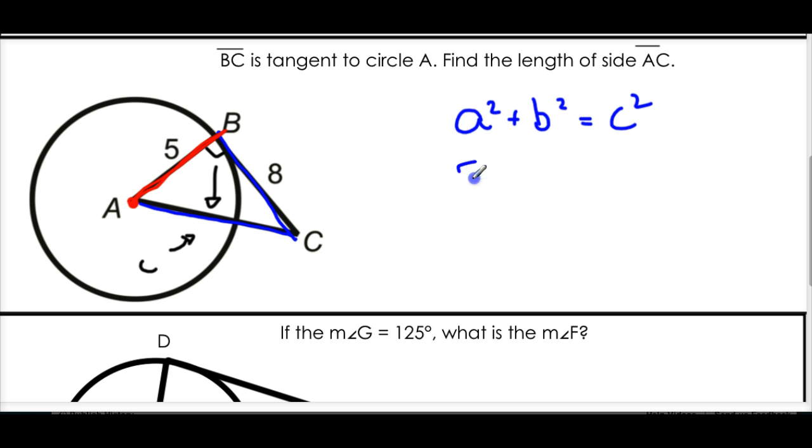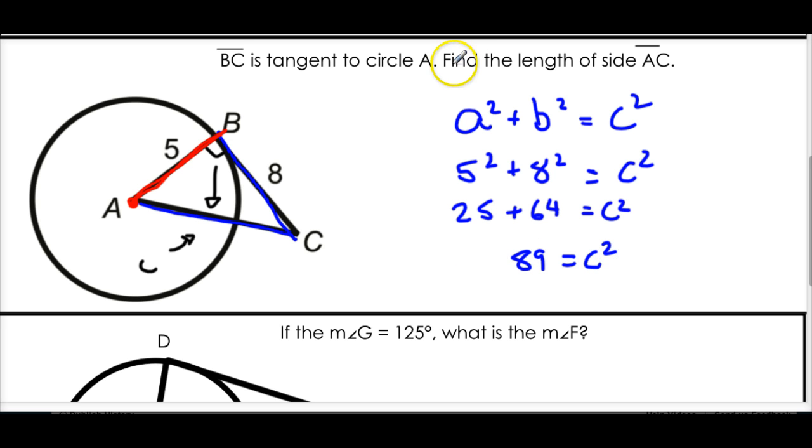C we don't know, so we're just going to plug in now. A is 5, so 5 squared. B is 8. And c, we don't know. So we'll solve this: 25 plus 64 equals c squared. That would be 89 equals c squared. And don't forget to take the square root at the end. A nice little square root cancels out your squared. Since c is our hypotenuse, which is right here, we know our AC. AC is equal to the square root of 89.